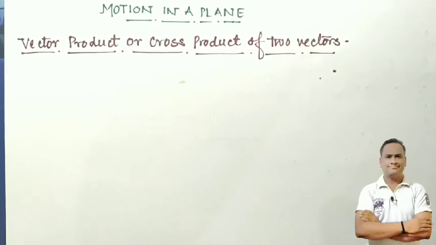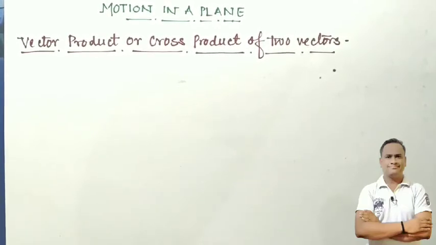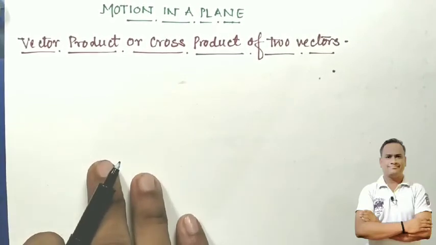Okay students, vector product means a type of multiplication of two vectors in which both the magnitude as well as the direction are taken out. So let us see what this product says, what this law says, and then we will proceed further with the explanation of this product.